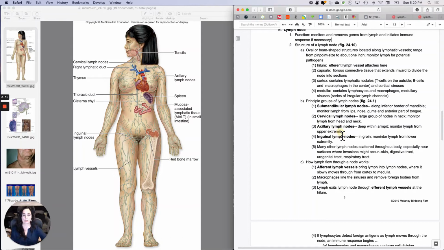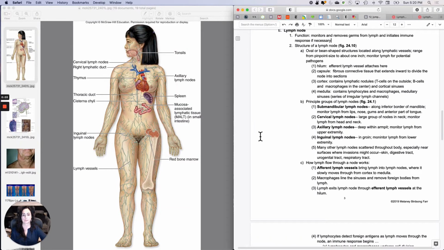Okay, let's talk about lymph nodes. You've probably noticed lymph nodes before. Some of us have lymph nodes that are pretty close to the surface. And so when we get pathogenic infections, respiratory infections, we can feel them sometimes here, sometimes here. I'll show you a couple of them.